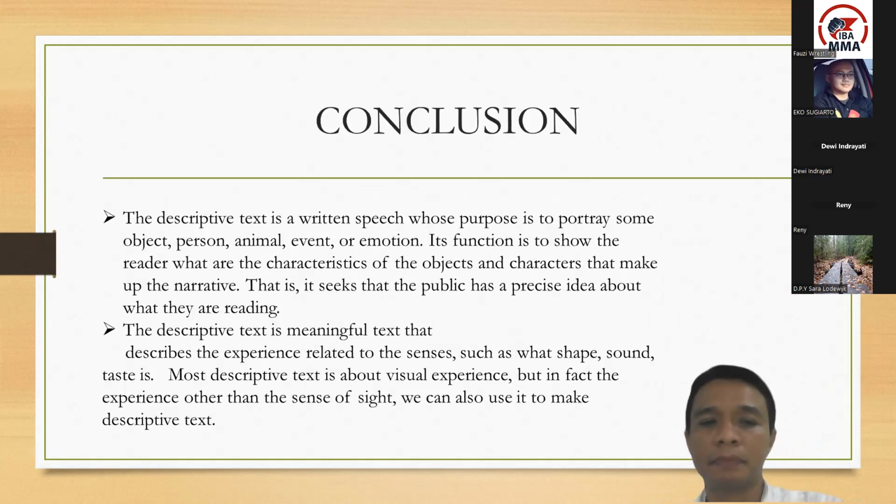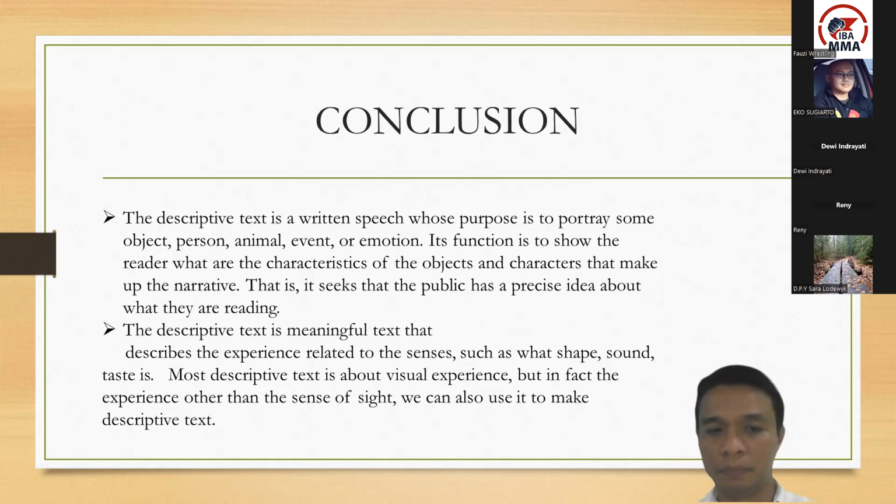And the conclusion: the descriptive text is a written speech whose purpose is to portray some object, person, animal, event, or emotion. Its function is to show the reader what the characteristics of the objects and the characters that make up the narrative are. That is, it seeks that the public has a precise idea about what they are reading.